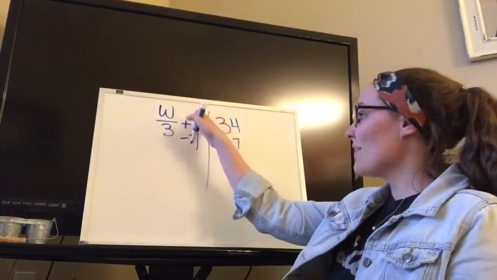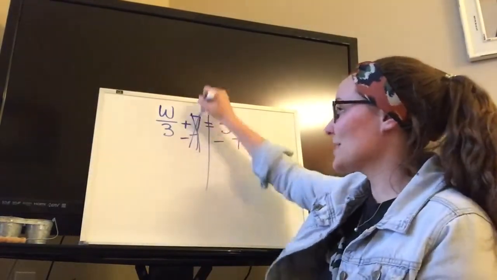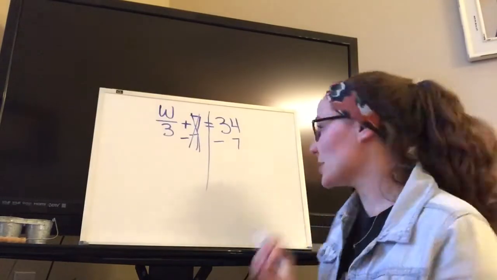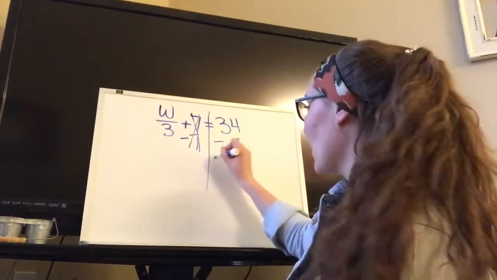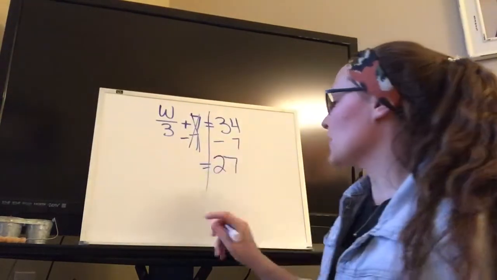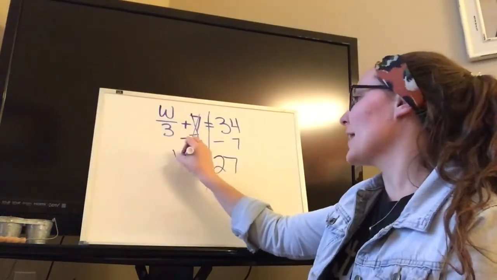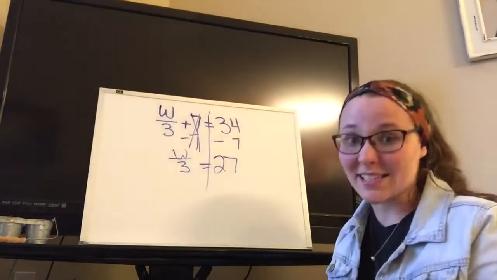Okay, so 7 minus 7, that will cancel out. That's the whole point of inverse operations. So now 34 minus 7 is 27. So I'm left with 27 over here. So I'm going to say 27 equals, and then W over 3 I still have.